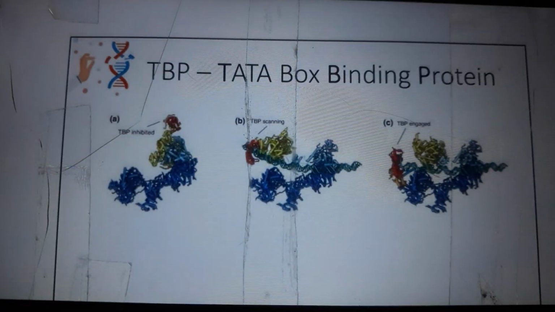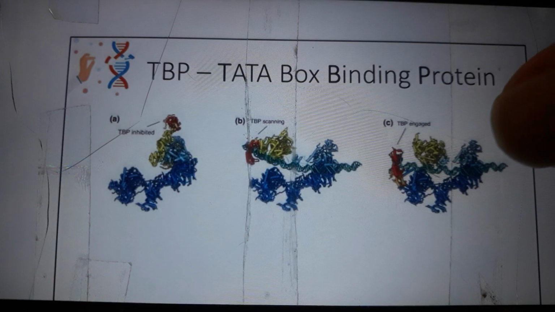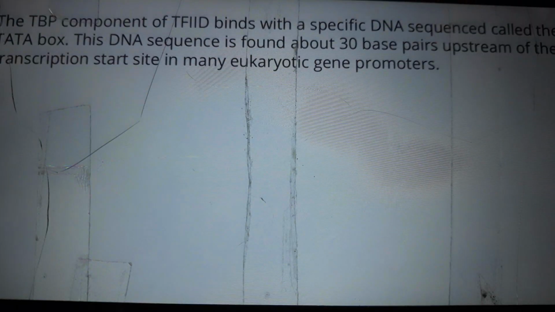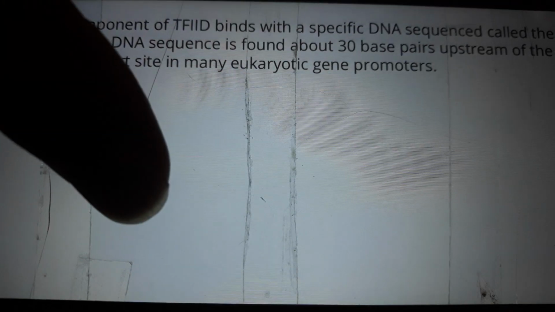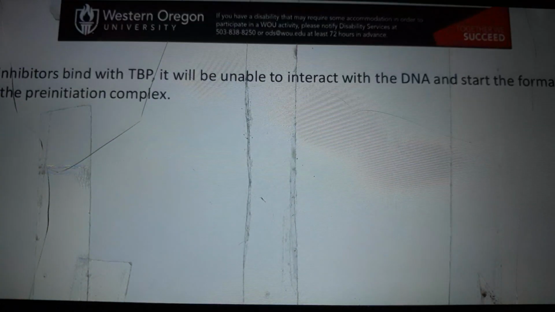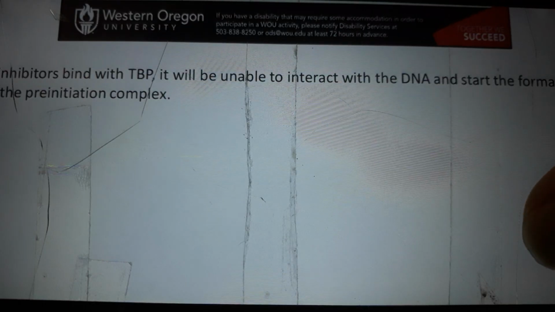This is the illustration of the TBP, the TATA-box binding protein, right? The TBP is a component of TF2D, and binds with the specific DNA sequence called the TATA-box. This DNA sequence is found about 30 base pairs upstream of the transcription start site in many eukaryotic gene promoters. If inhibitors bind the TBP, it will be unable to interact with the DNA and start the formation of the pre-initiation complex.